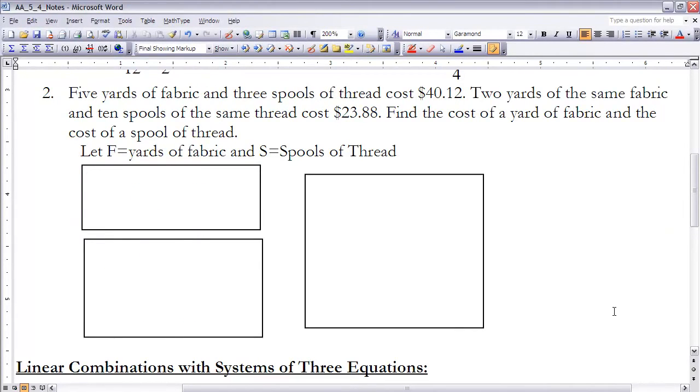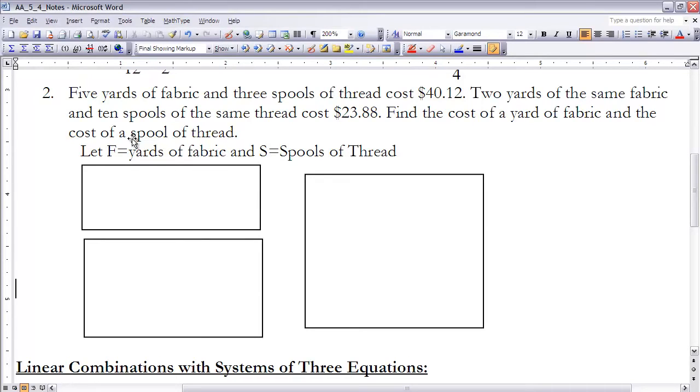Okay, let's take a look at example 2. It says 5 yards of fabric and 3 spools of thread cost $40.12. 2 yards of the same fabric and 10 spools of the same thread cost $23.88. Find the cost of a yard of fabric and the cost of a spool of thread. Let F equal the yards of fabric and S equal the spools of thread. The first thing we want to do is take that information and write a system of equations for it.